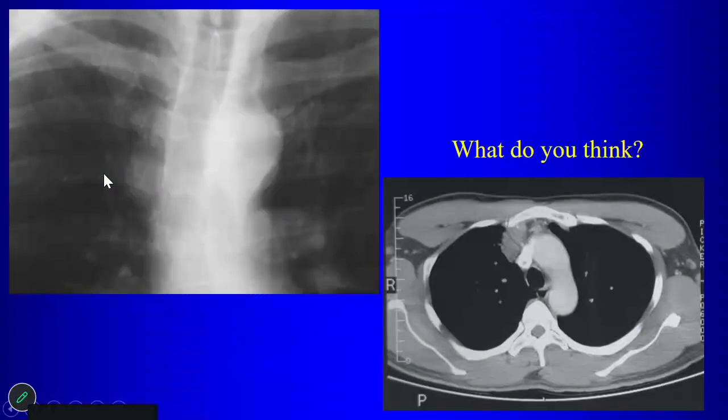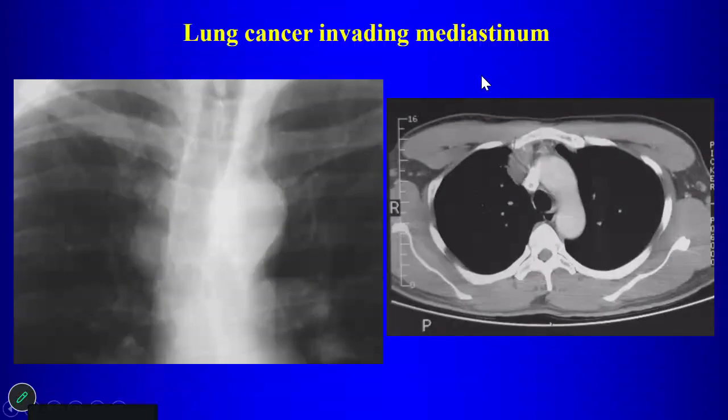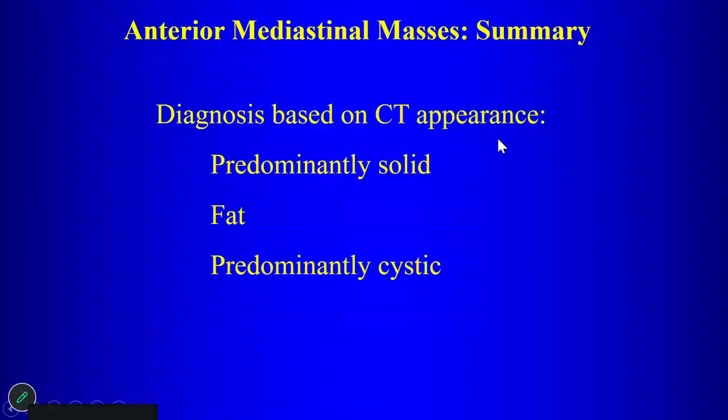Another thing to think about: this was read as an anterior mediastinal mass, but if you had to decide where the center of this is, it's actually closer to the lung than it is in the mediastinum. This turns out to be lung cancer invading the mediastinum. And lung cancer invading the mediastinum is more common than primary mediastinal masses, okay? So always consider, when you're dealing with mediastinal masses, is it possible that we're dealing with a lung cancer that is extending into the mediastinum rather than a primary mediastinal mass, all right?